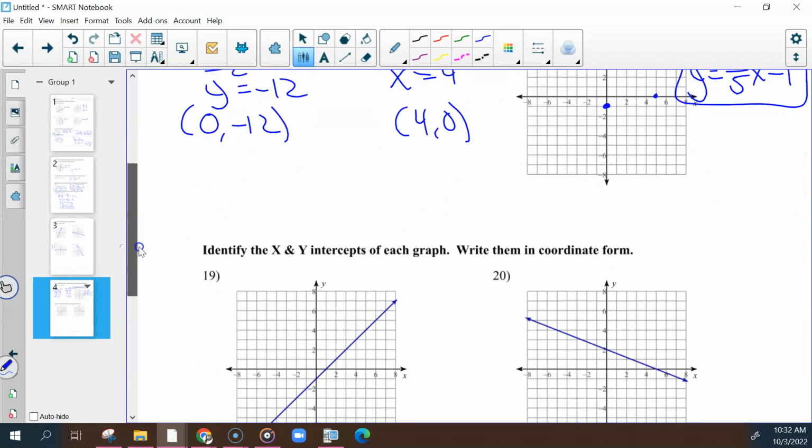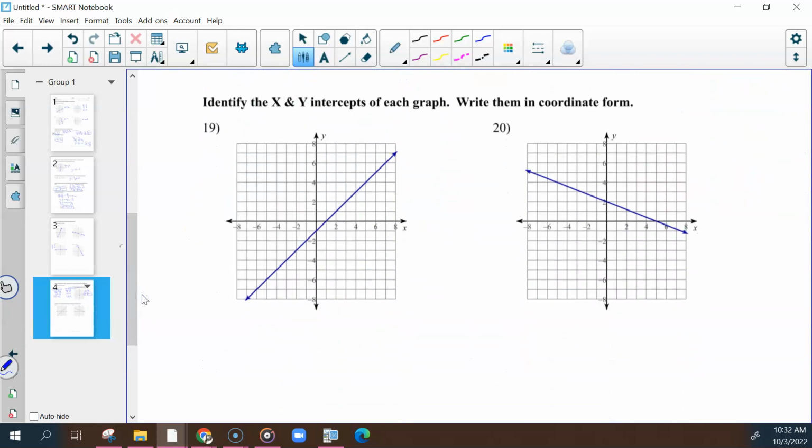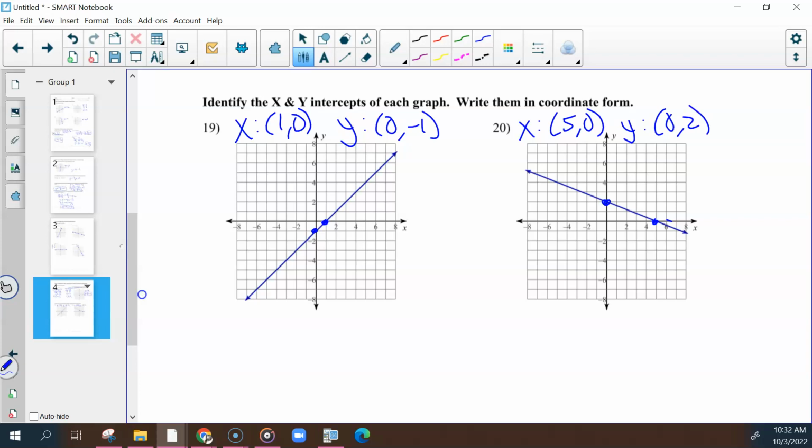And then the last 2 were also worth 2 points, finding your x and y intercept and labeling them. So your x-intercept was at 1, 0. These should have been in ordered pairs. And your y-intercept was at 0, -1 for the first one. The second one was at 5, 0 for your x-intercept and 0, 0.2 for your y-intercept. Questions on those?